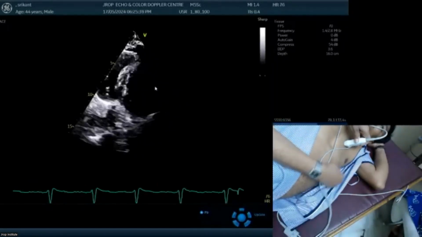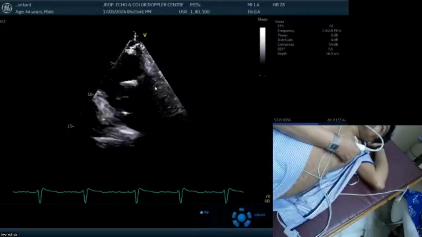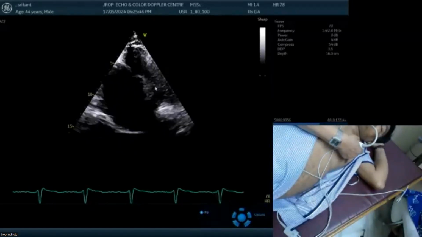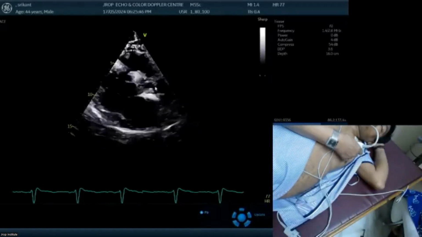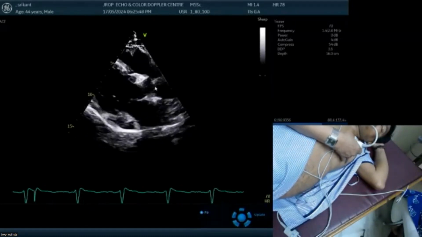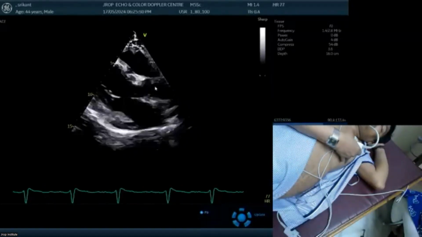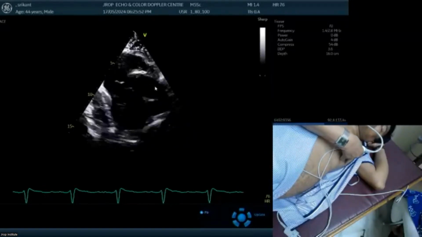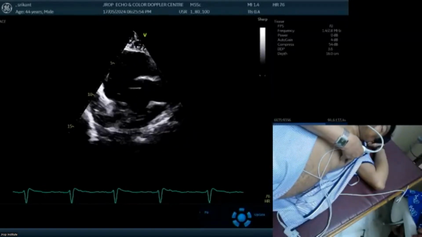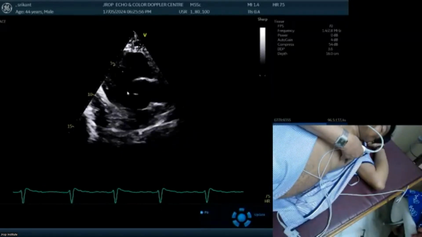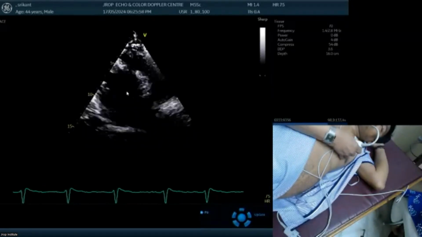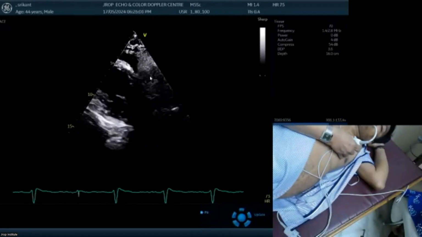Come back to papillary muscles, then parasternal view. This is how we make it. I'm going to show you again. Parasternal view, medial and tilt will make RV-RA inflow view. So this is RV-RA inflow. Opposite side will open up RVOT. So here is RVOT.